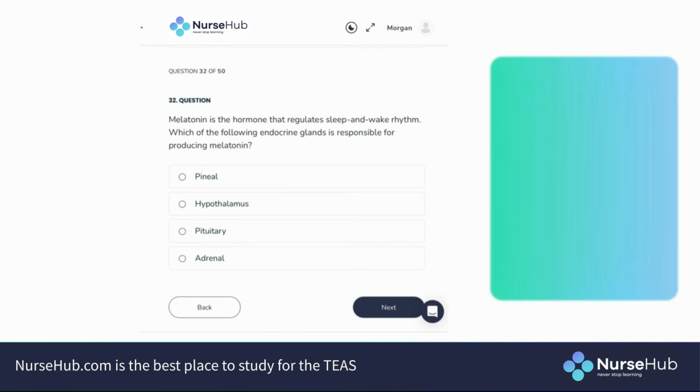Okay, question 32 says, melatonin is the hormone that regulates sleep and wake rhythm. Which of the following endocrine glands is responsible for producing the melatonin? All right, so I'm looking for which one of these glands produces it. So I'm looking for the function. The options are pineal, hypothalamus, pituitary, or adrenal. Adrenal glands produce the hormones cortisol and aldosterone. We're looking for melatonin. This one is wrong.